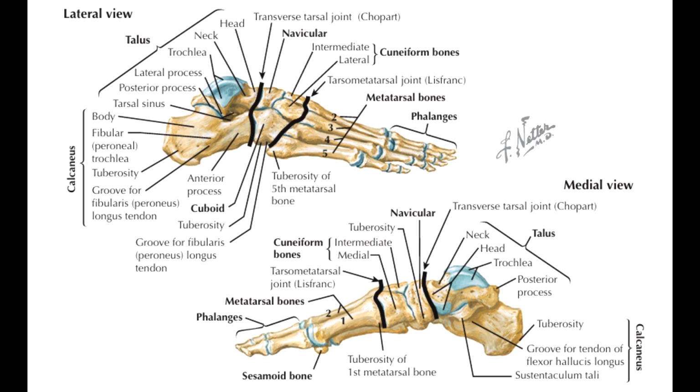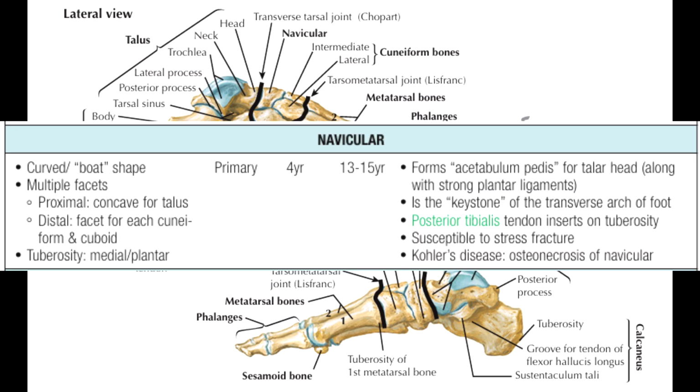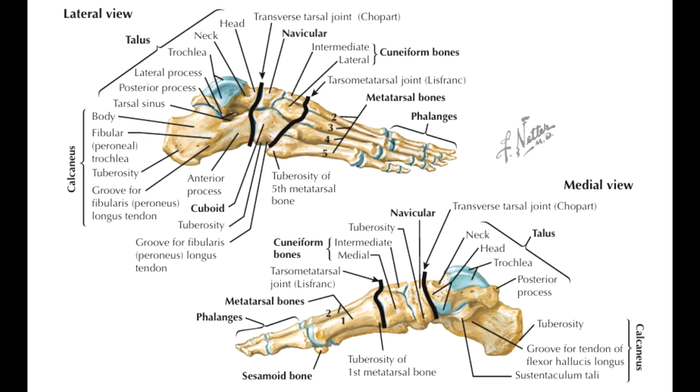The navicular is often referred to as the keystone of the transverse arch of the foot. It plays a central role in redistributing forces between the medial and lateral columns. Clinically, the navicular can be affected by stress fractures in athletes or by Köhler's disease, which is an osteonecrosis of the navicular seen in children. These pathologies highlight its importance in weight-bearing and locomotion.